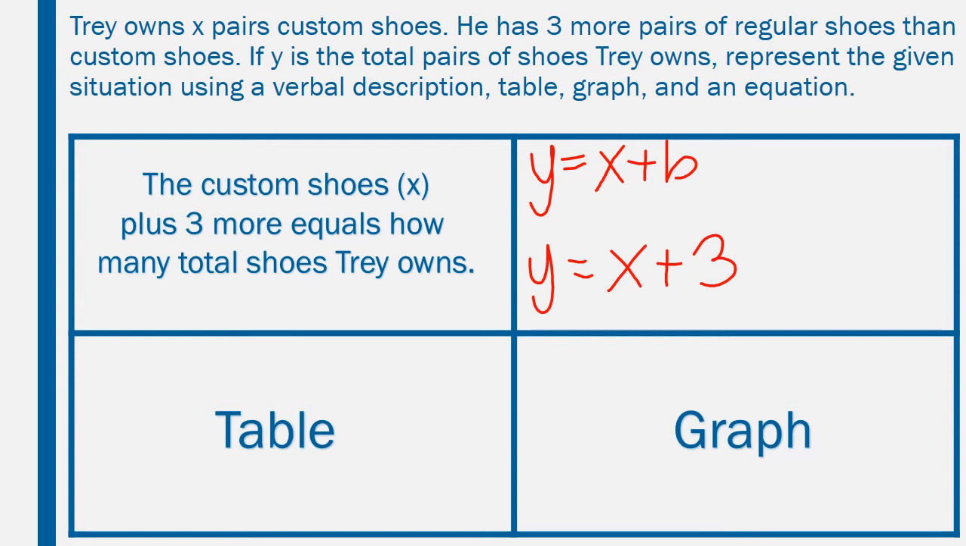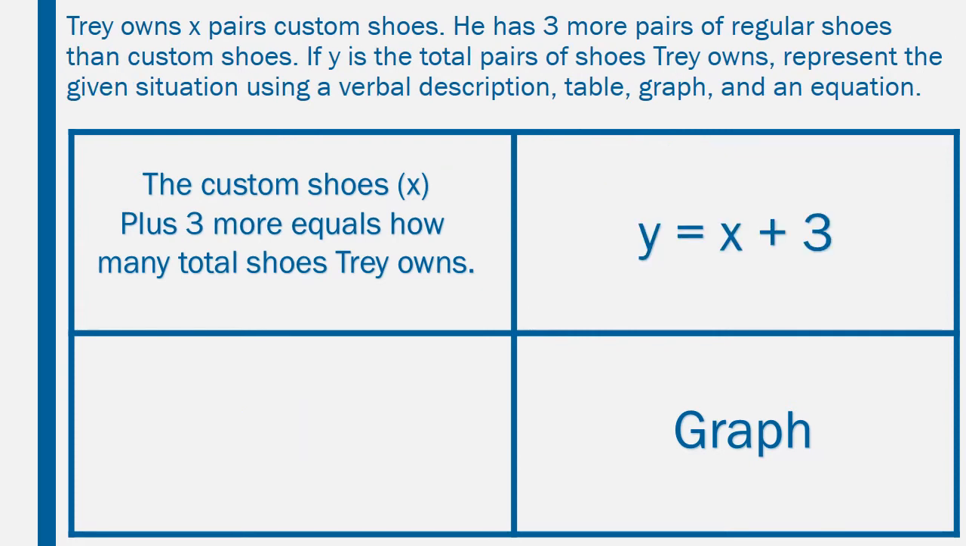And I'm going to take that equation and create a table. That table, I'm just going to go ahead and do it vertically, and my x and y are going to come here. Now, I'm going to go ahead and think of an x. If I have 0, or if Trey has 0 pairs of custom shoes, I still need to add 3, and that's how I'm going to get my y. 0 plus 3 is 3.